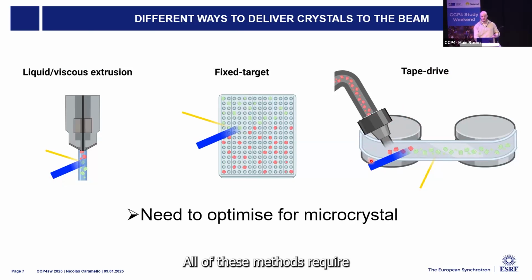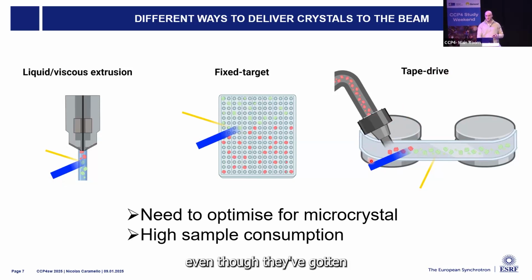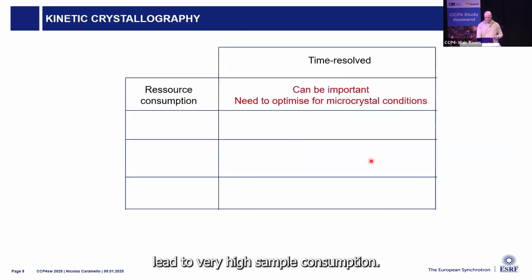All of these methods require microcrystals, so you need to find a way to grow these microcrystals, which can be challenging, especially if you want them size homogeneous. And even though they've gotten quite a lot better, they lead to very high sample consumption.